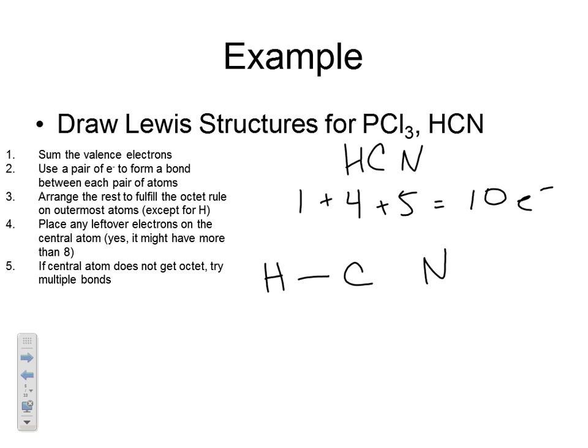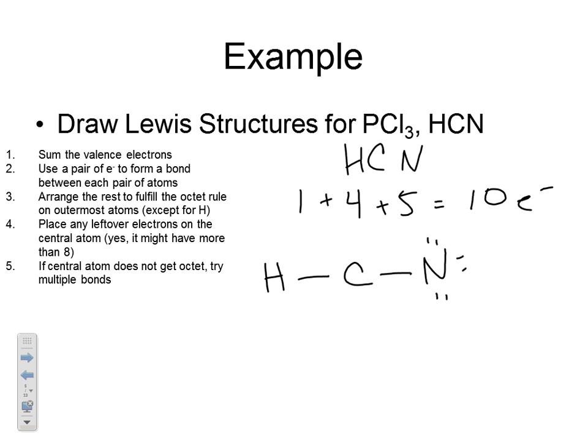So I'm going to take a pair of electrons and connect the atoms together. So that's 4 electrons that I've used. Then I'm going to give an octet to all my outermost atoms, except for hydrogen. I'm not going to give an octet to hydrogen. It's all set with 2, so it has the 1 bond, it's done. But I'll give an octet to the nitrogen.